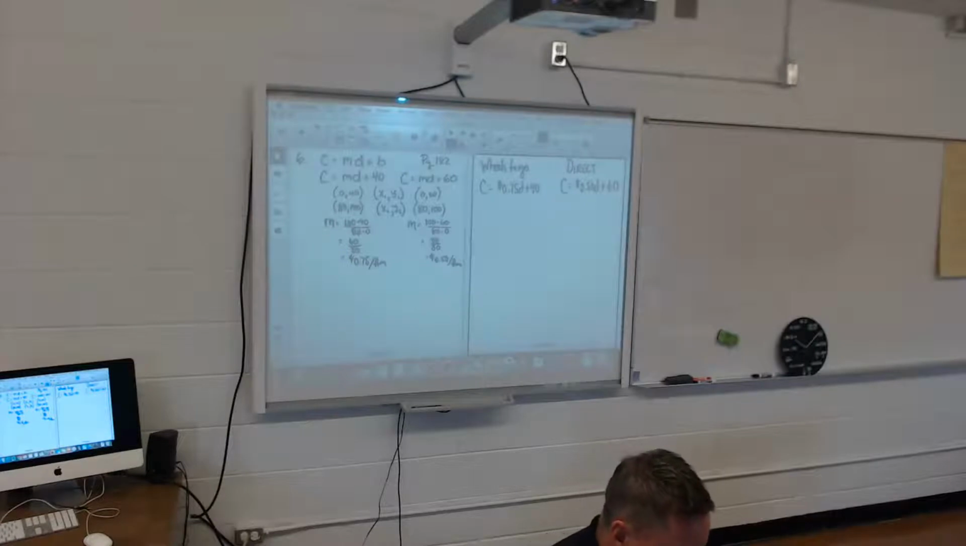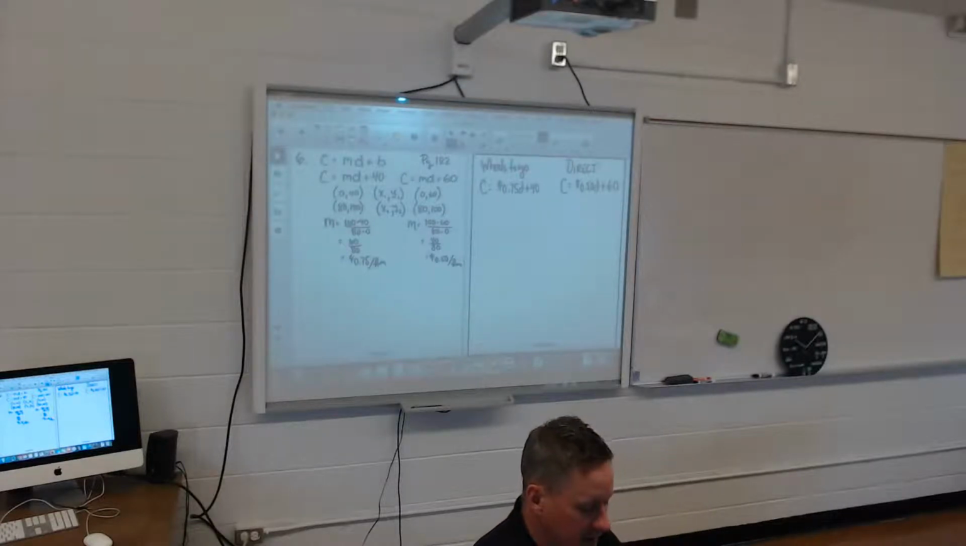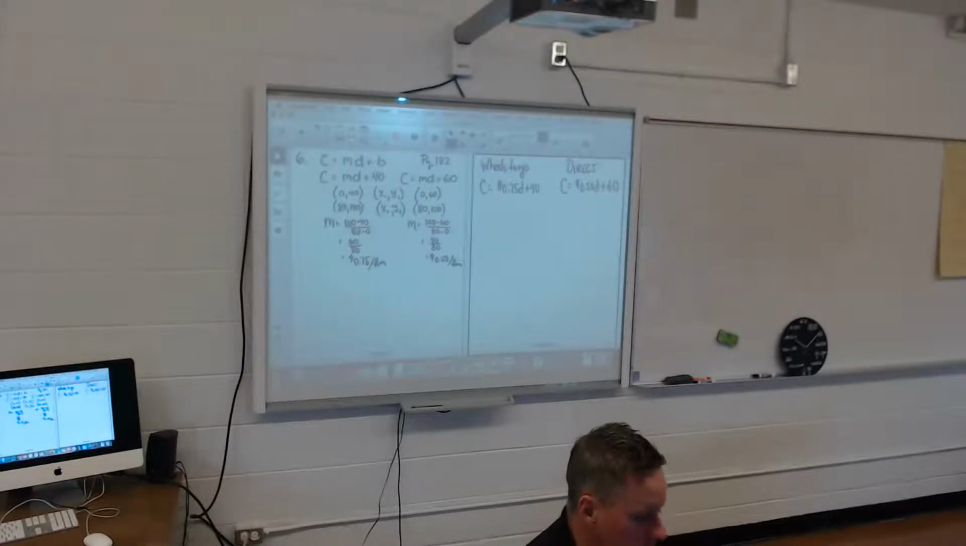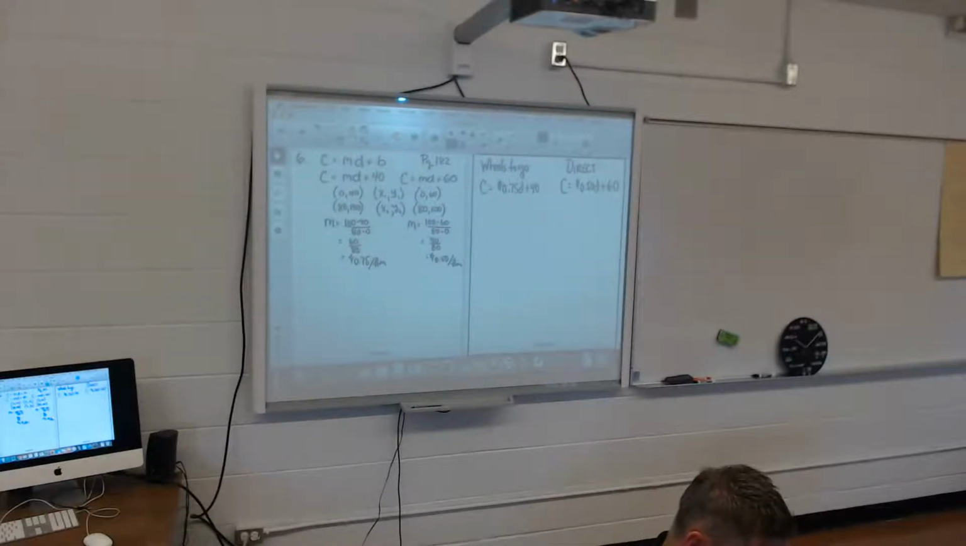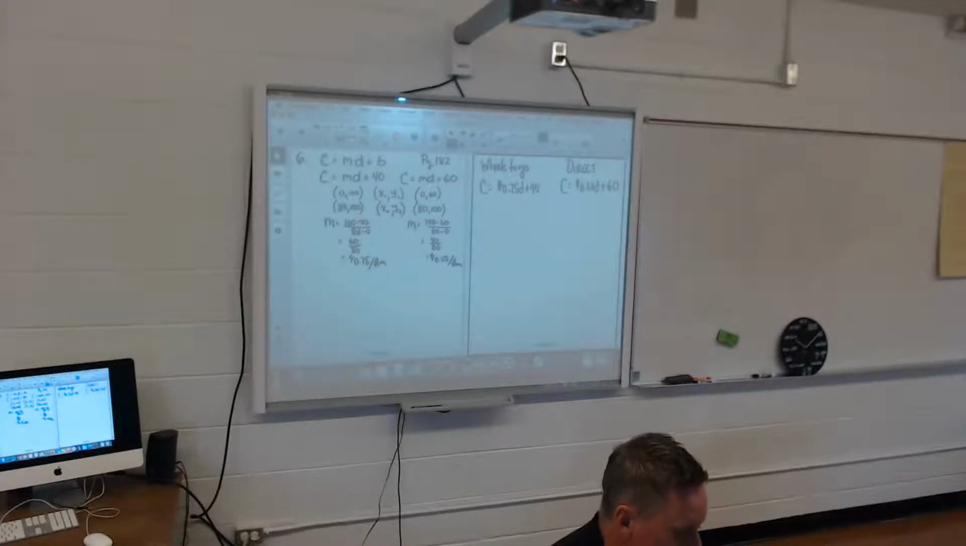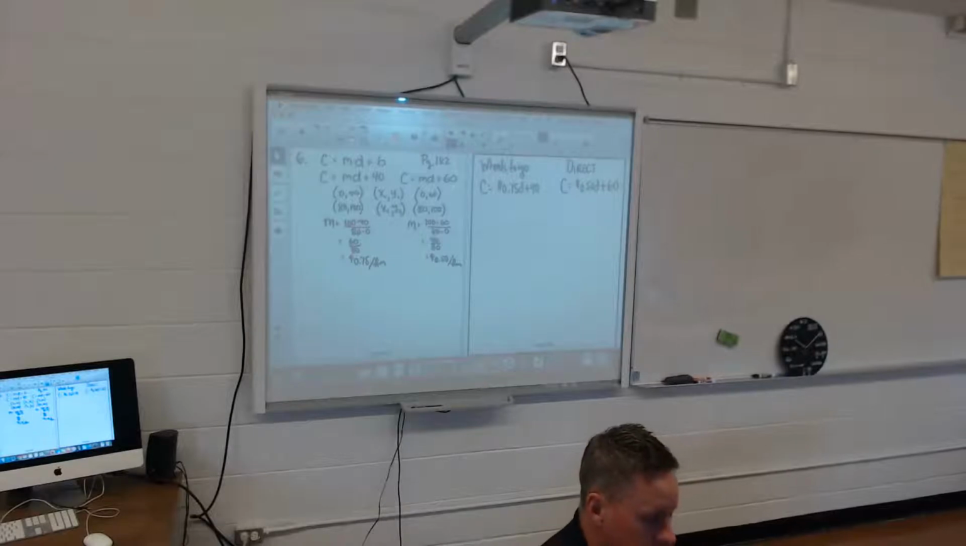And how does the point of intersection of the lines relate to the decision about which company to choose? Okay, so looking at that graph, what does that tell us? It says that if I'm going to drive under 80 kilometers, Wheels to Go is a better deal. If I'm going to drive over 80 kilometers, Direct Car is the best way to go for that rental car situation. All right.